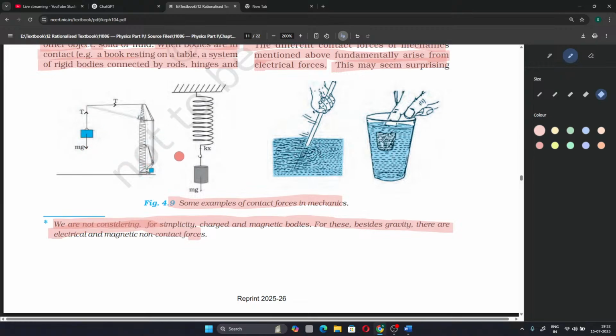This is a crane, I think, and this is a spring. This is the spring constant force. This is the restoring force on the spring, the force on the spring or by the spring, and this is the gravitational force. And this is when we steer a bucket. This is also a contact force. This is also a contact force.